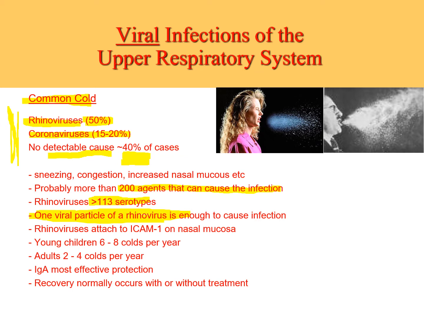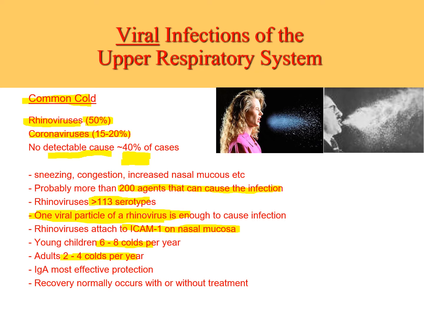With most microorganisms, there is a minimal infective dose, higher than this. Rhinoviruses are quite good at attaching to adhesion molecules that are expressed on the surface of the nasal mucosa. Young children might get as many as 6 to 8 colds per year, whereas adults may get anywhere from 2 to 4 on average. Once you've had an infection caused by one type of rhinovirus, you're immune to it.